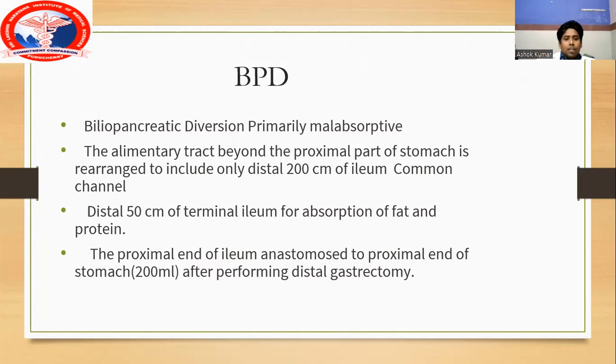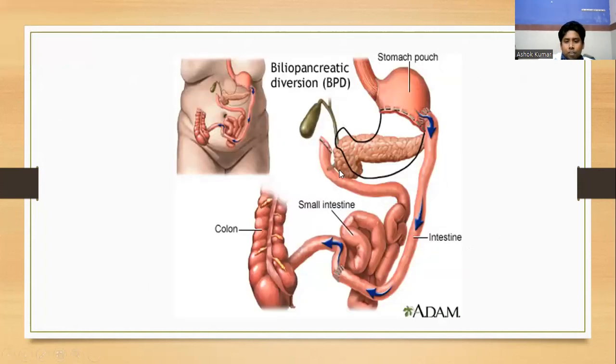So here, instead of dividing the jejunum as in Roux-en-Y gastric bypass, we are dividing the ileum. We are using the ileum as the alimentary tract here. So we will see. So this is biliopancreatic diversion, and this is the divided ileum. So initially, a distal gastrectomy is done, and the stomach is taken out. So the stomach is made into a new pouch, and the capacity of the stomach is approximately 200 ml.